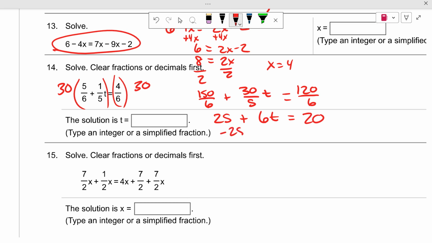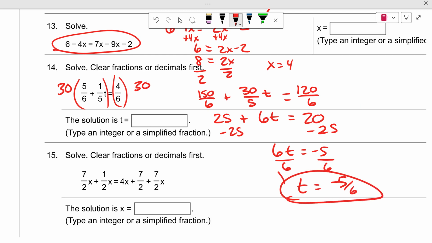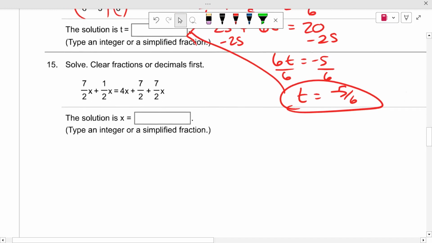So if you subtract 25 from each side, 6t equals negative 5, divide by 6. T equals negative 5/6. So you will have a fraction or two on this assignment. So be careful of that.